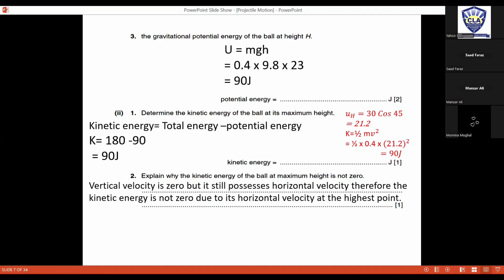We can calculate the kinetic energy from that as well. That will also be the same. This can also be calculated like this, but I think this is the easier way: total energy minus potential energy will give you the value of kinetic energy. Otherwise, you can use the horizontal component velocity and use half mv square again. Vertical velocity is 0, but it still possesses horizontal velocity. Therefore, kinetic energy is not 0 at the maximum height.